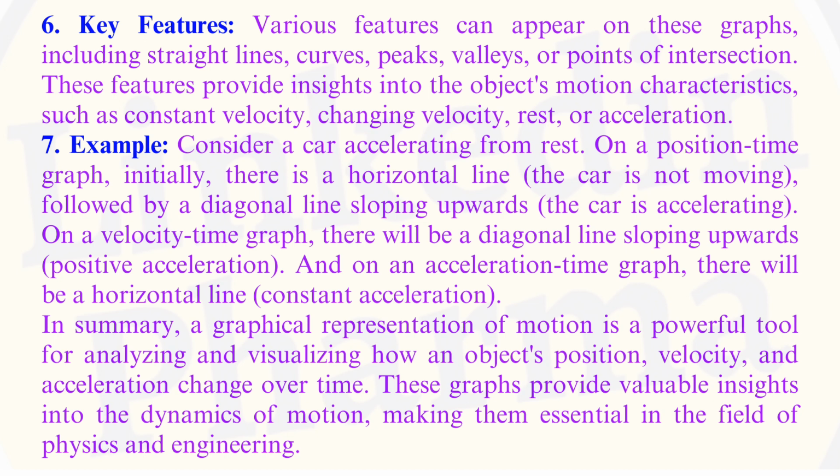7. Example. Consider a car accelerating from rest. On a position time graph, initially, there is a horizontal line, the car is not moving, followed by a diagonal line sloping upwards, the car is accelerating. On a velocity time graph, there will be a diagonal line sloping upwards, positive acceleration. And on an acceleration time graph, there will be a horizontal line, constant acceleration.